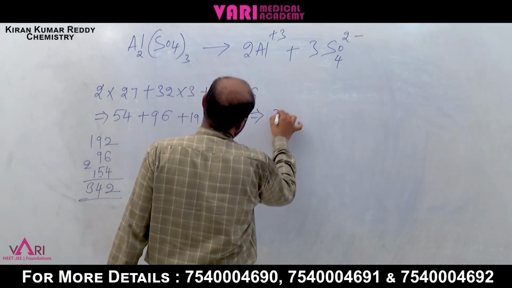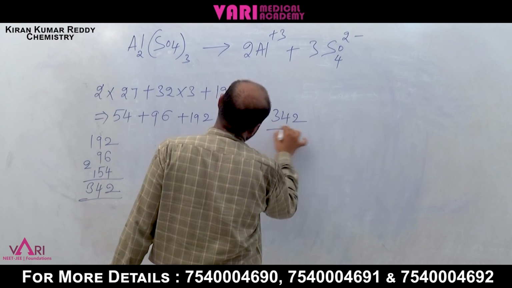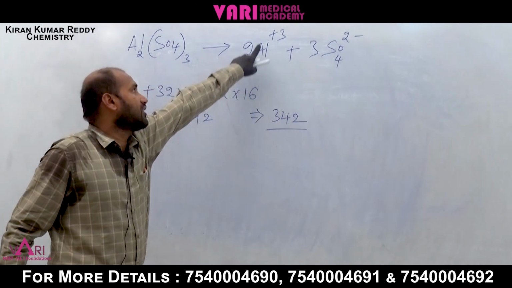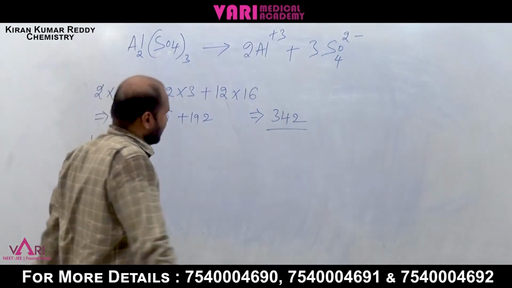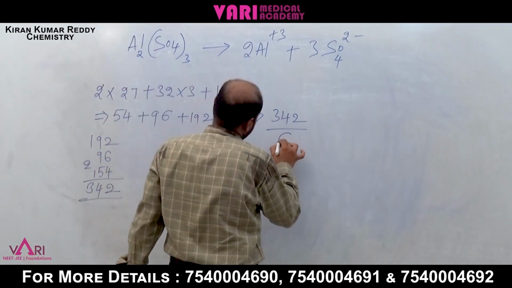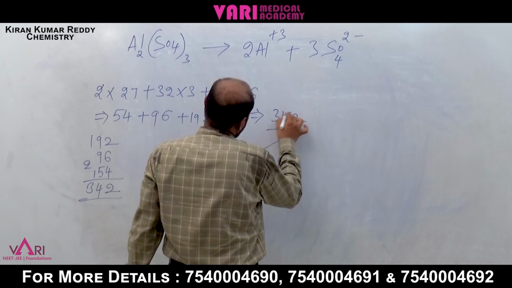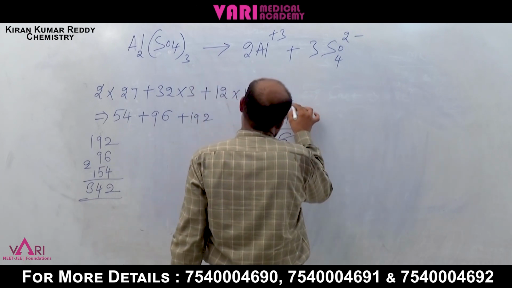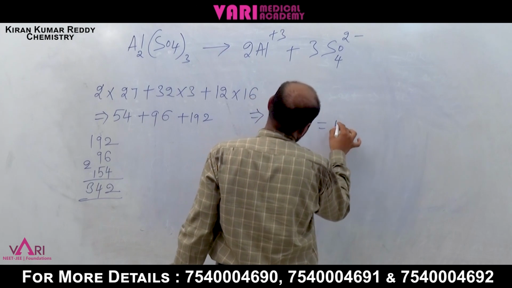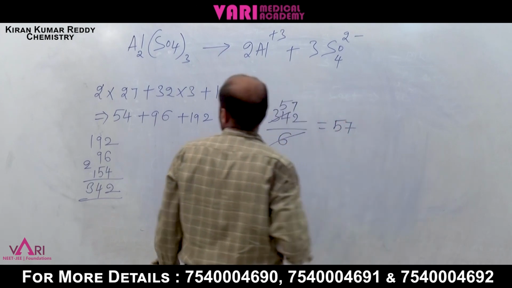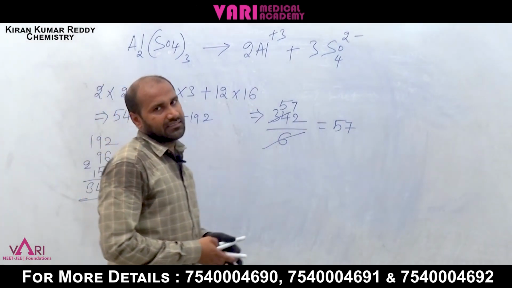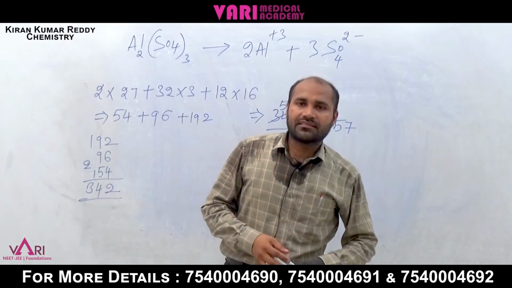What is the gram equivalent weight? Molecular mass is 342. What is the charge present? Total charge on cation is 2 into 3, that is 6 only. So 342 by 6 is equal to 57. This is the equivalent weight of acids, bases and salts.